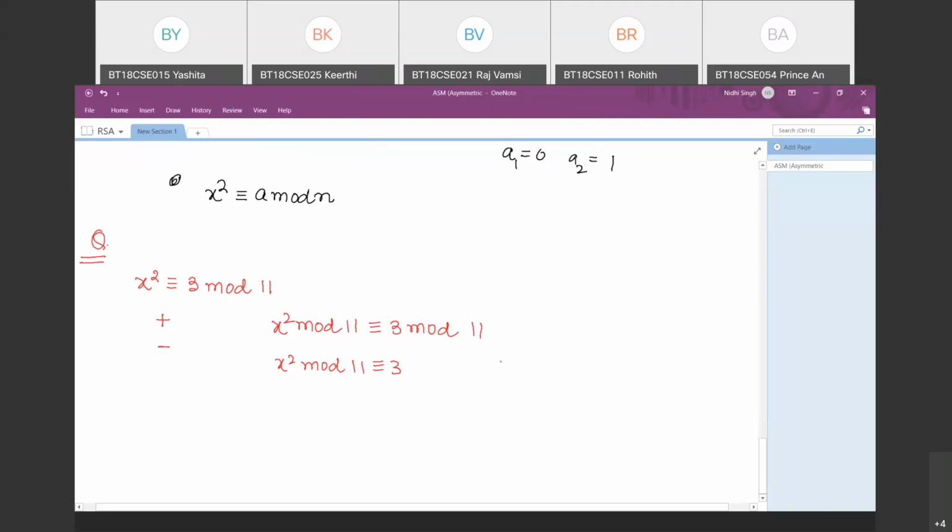What did I say? I said we have to select the x value in such a way that after squaring it and applying modulo, the answer should be 3.